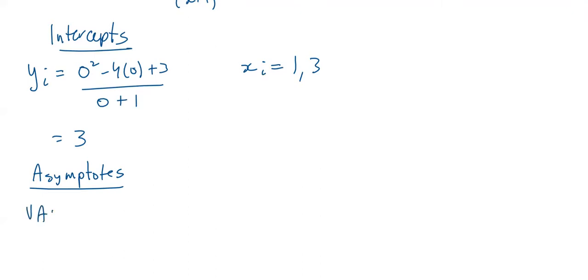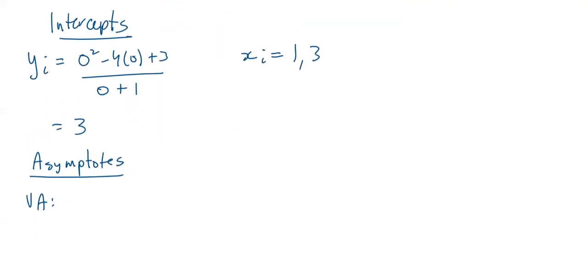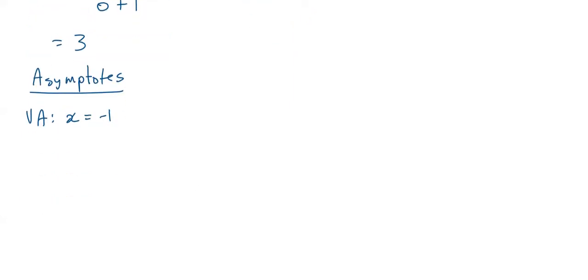My vertical asymptote is x equals negative 1. We only have one. In this case, it looked like we were going to have two, but we only actually have one. It makes our job a little bit simpler, a little bit less work.